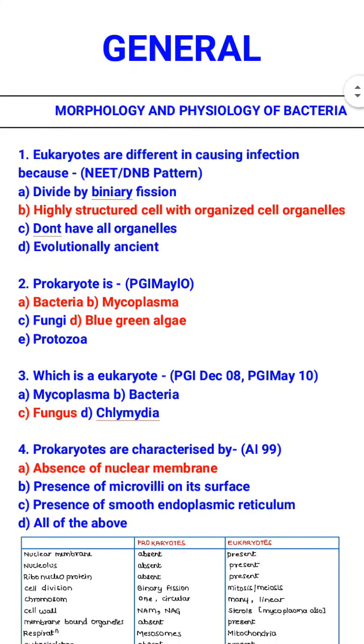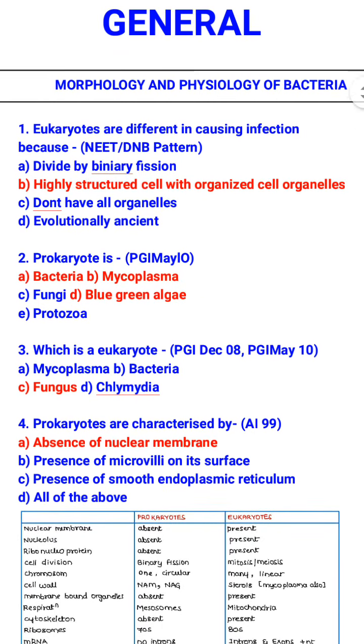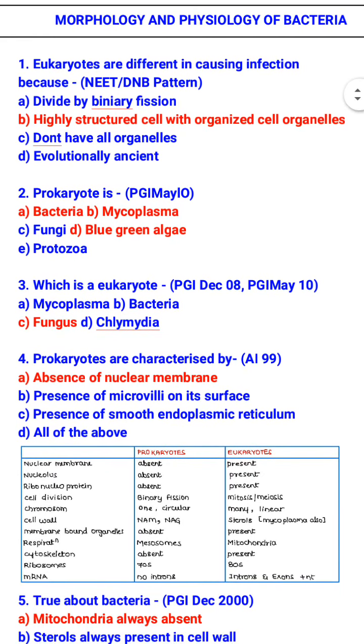General microbiology, morphology and physiology of bacteria. Eukaryotes are different in causing infection because they have highly structured cells with organized cell organelles. Prokaryotes are bacteria, mycoplasma, blue-green algae. What is eukaryote? Fungus is eukaryote and protozoa is also eukaryote. Prokaryotes are characterized by absence of nuclear membrane.